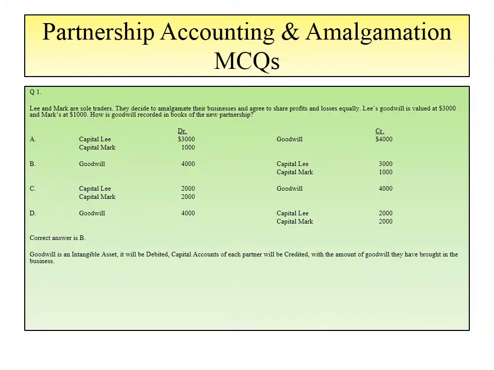This is our first question. Lee and Mark are sole traders. They decided to amalgamate their businesses and agree to share profits and losses equally. Lee's goodwill is valued at $3,000 and Mark's at $1,000. How is goodwill recorded in the books for the new partnership?